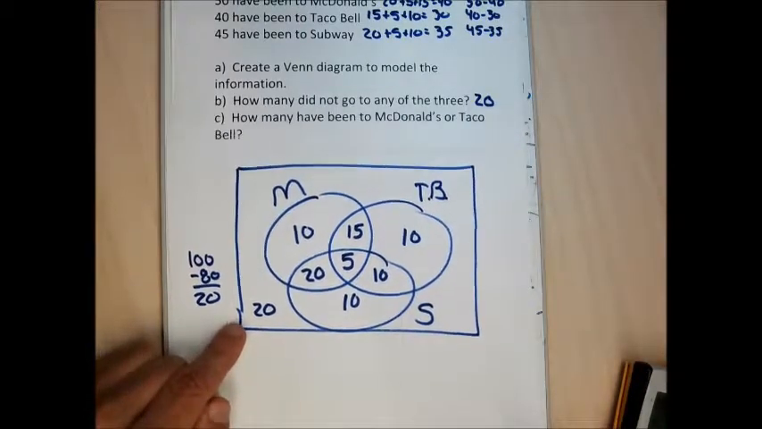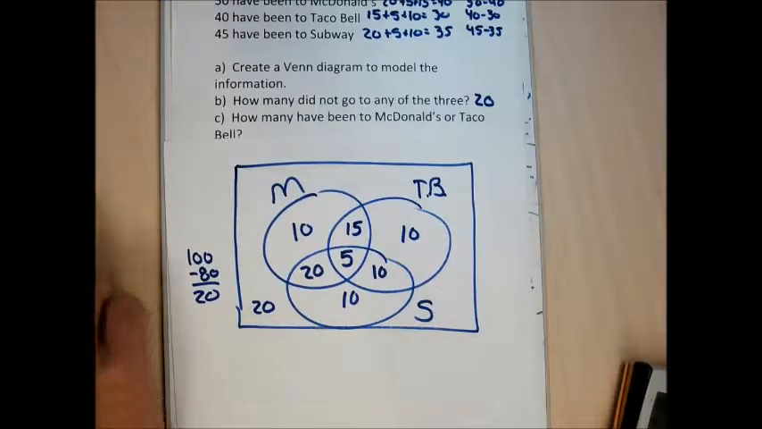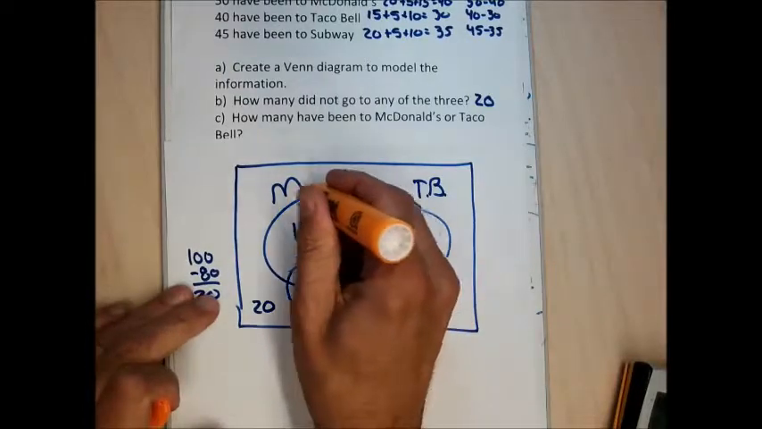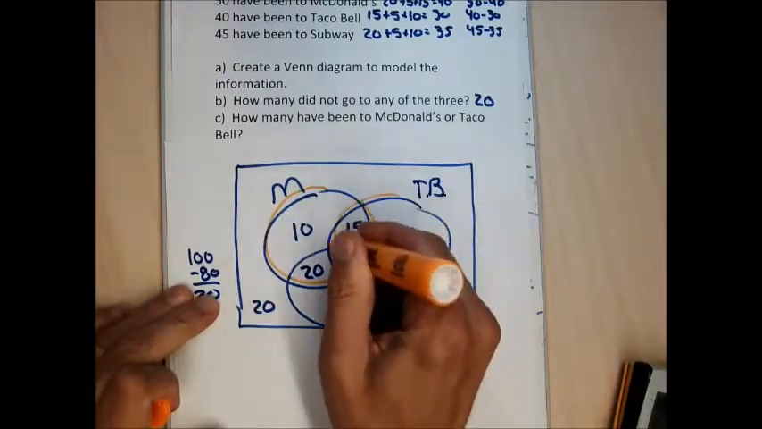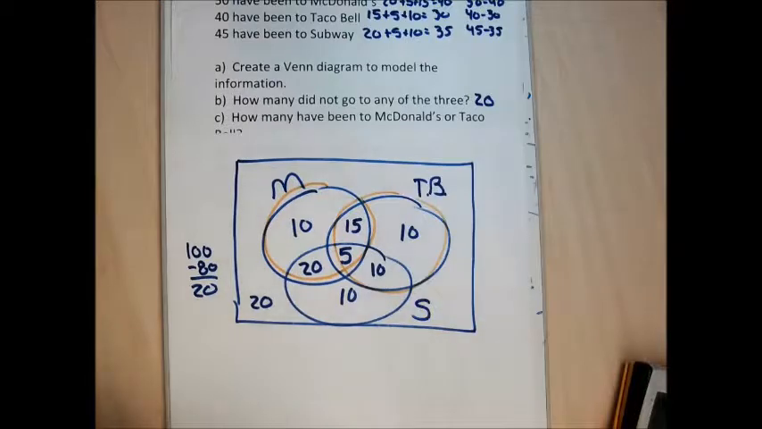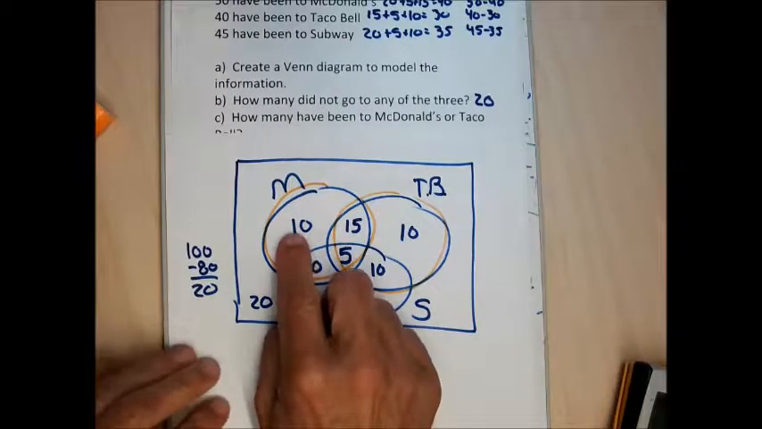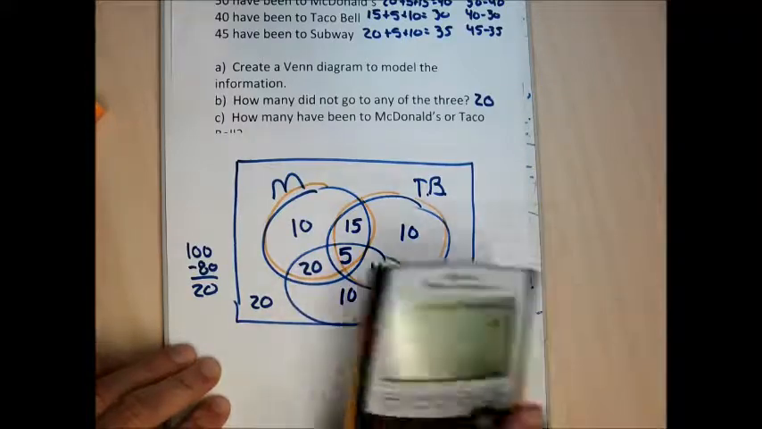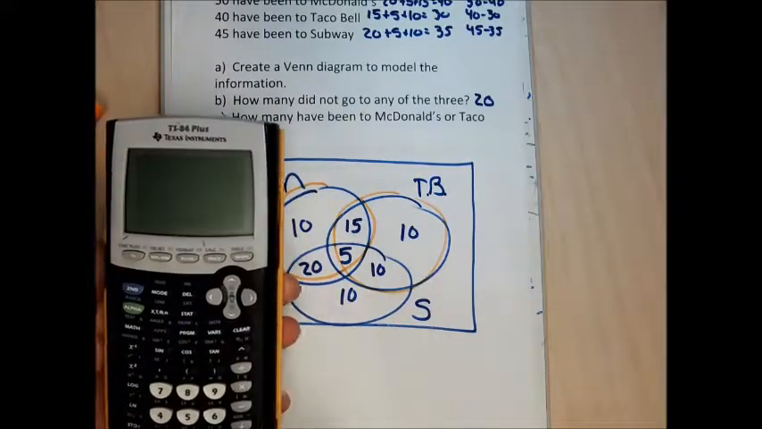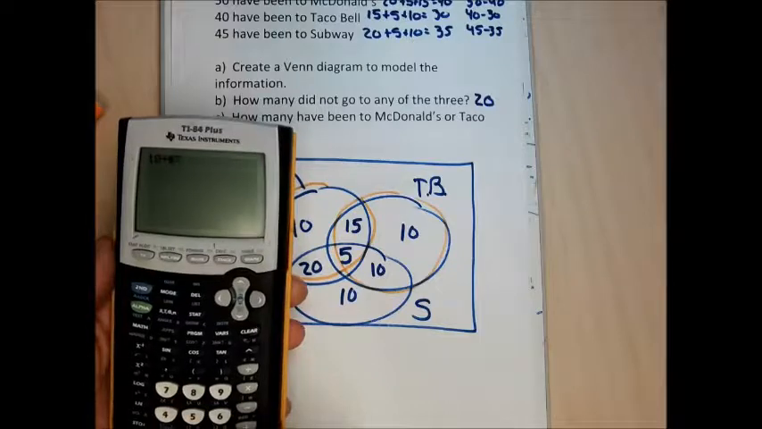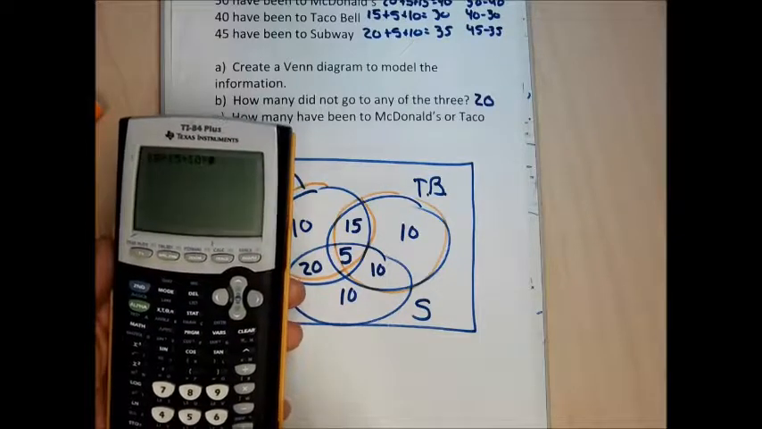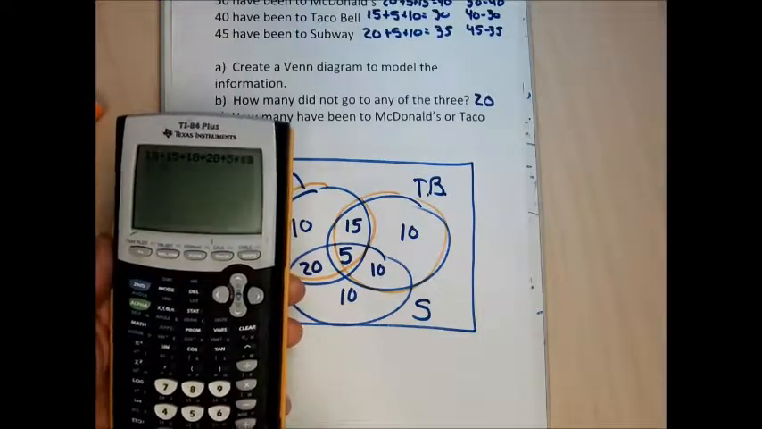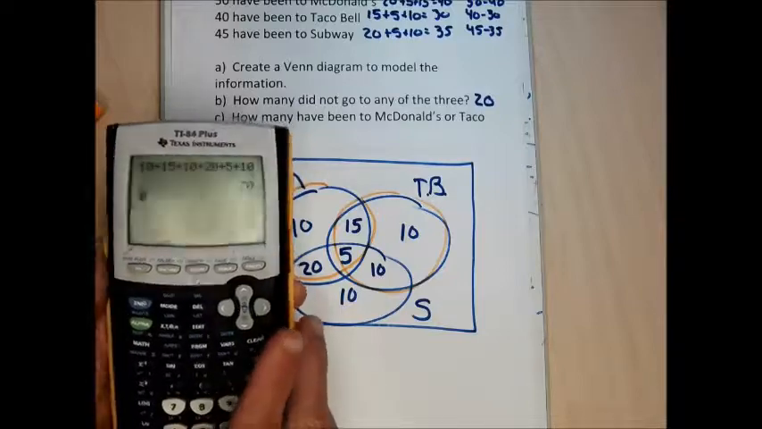Part C, how many have been to McDonald's or Taco Bell? For the ors, I'm adding up all the numbers in either of the circles. So I'm going to go 10 plus 15 plus 10 plus 20 plus 5 plus 10 and get 70.